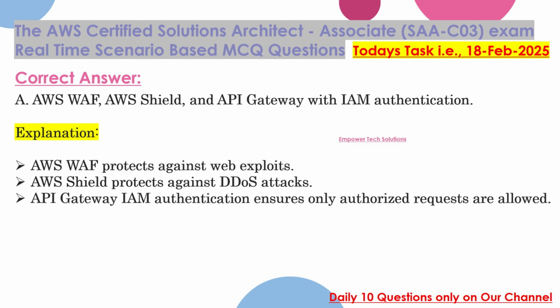Explanation: AWS WAF protects against web exploits. AWS Shield protects against DDoS attacks. API Gateway IAM authentication ensures only authorized requests are allowed.